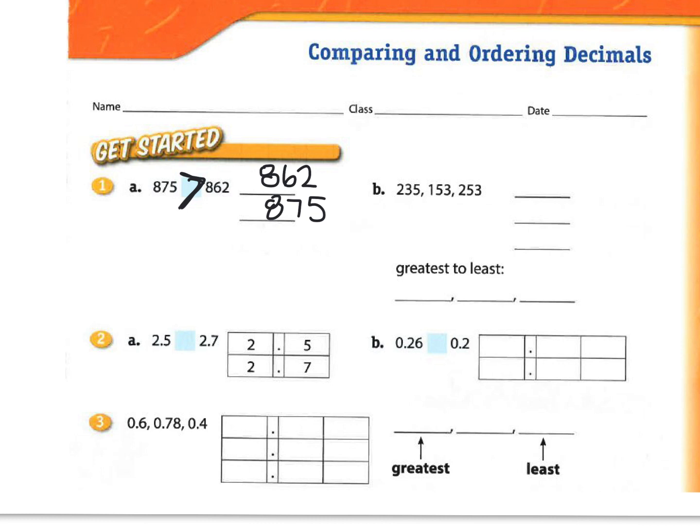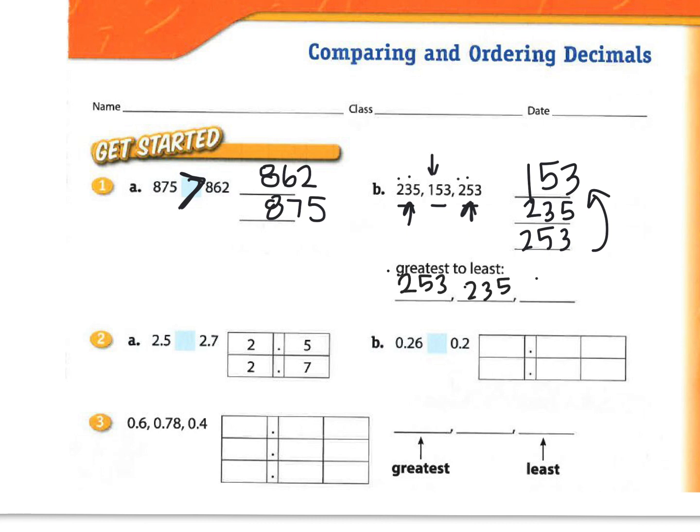Then if we look at this one, we have 235, 153, 253. Right away we can see that the lowest one is 153 because the other two are in the 200s. So then we have 235 and 253. They're both in the 200s, but if we go to the tens place, that's 30 and this is 50. 30 is less, so 235 and then 253. If we just flip it and go greatest to least, we would say 253, 235, and 153.